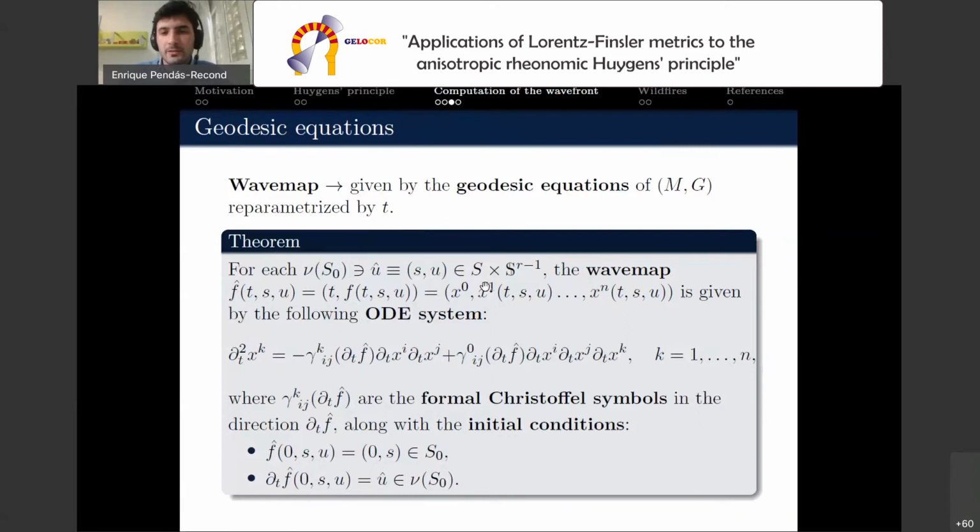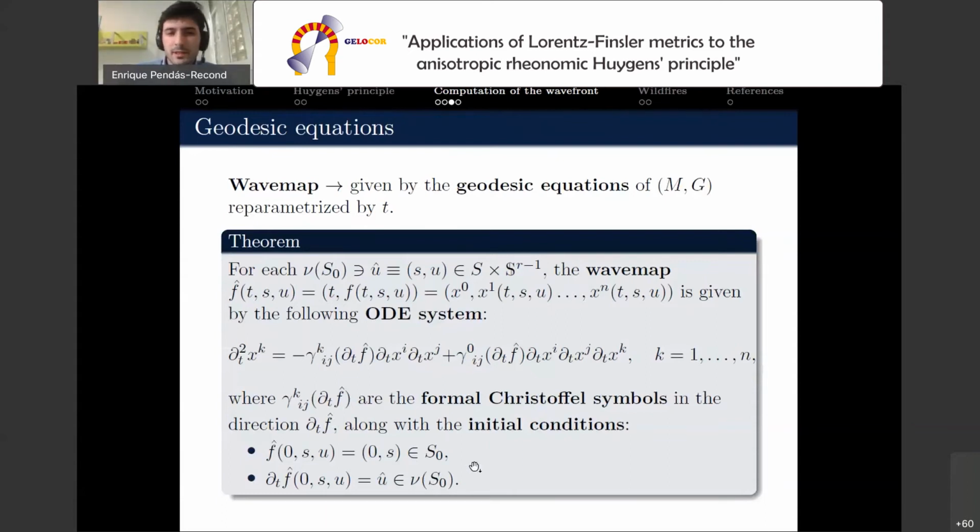For each light-like and orthogonal direction, the wave map written in coordinates is given by this ordinary differential equation system, where here I'm using Einstein's summation convention. And these gammas are the so-called formal Christoffel symbols, which play the same role as the usual Christoffel symbols in Lorentzian geometry, with the difference that here they depend on the direction. And specifically, this denotes the velocity of the space-time trajectories of the wave. And the initial conditions are the ones expected. The initial position is the initial wavefront, and the initial velocity must be light-like and orthogonal to S0.